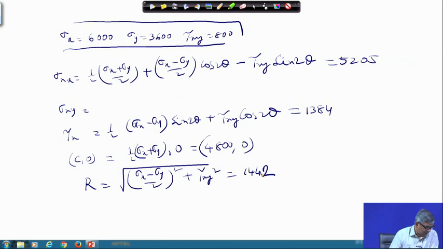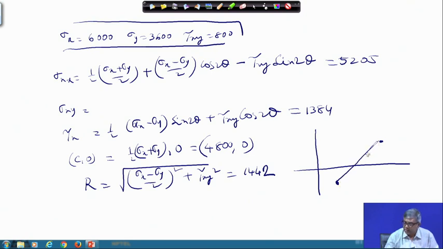And I can draw the circle with this. That means I can take the axis here, and from the right face I can locate a point here. From the left face I can locate a point here, I can join them to get the radius, and then taking this as center I can draw the circle.